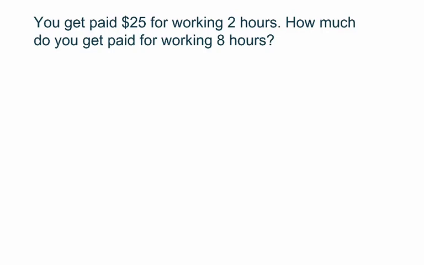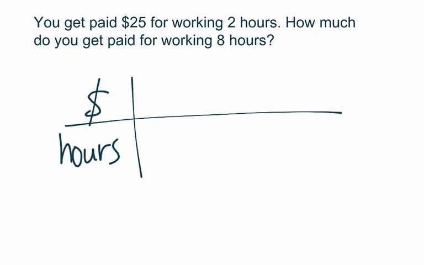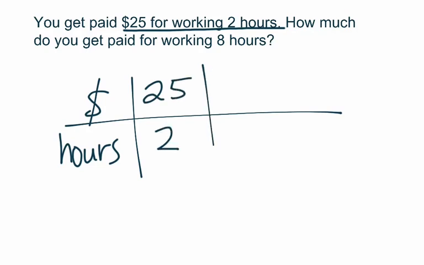So our problem is you get paid $25 for working 2 hours. How much do you get paid for working 8 hours? To start us off, we are comparing money with hours, and I know that because $25 for working 2 hours. So I'm going to put in that first piece of information, $25 for 2 hours. So I essentially have created my first ratio.